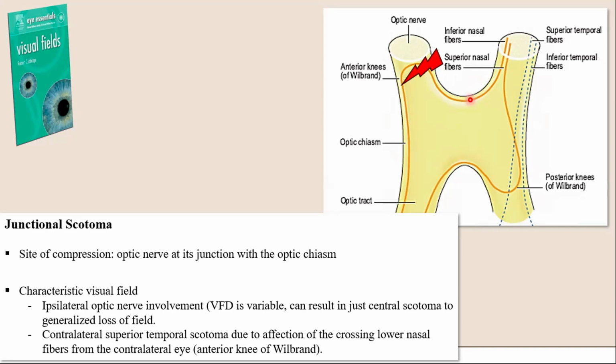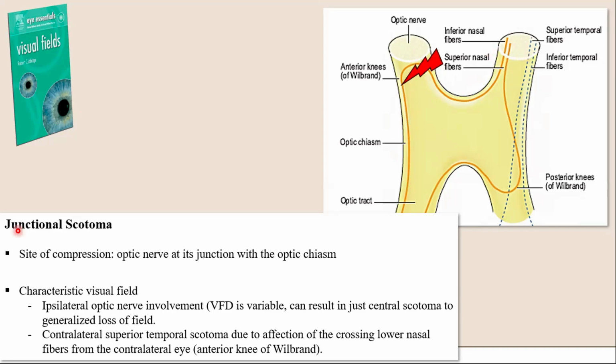And before crossing into the contralateral optic tract, these fibers take a short course within the contralateral optic nerve, forming what's known as the anterior knee of Willebrand. Therefore, if there is a lesion at this junction, it will produce visual field defects in the ipsilateral optic nerve. In addition, there will be a characteristic superior temporal defect in the contralateral eye.